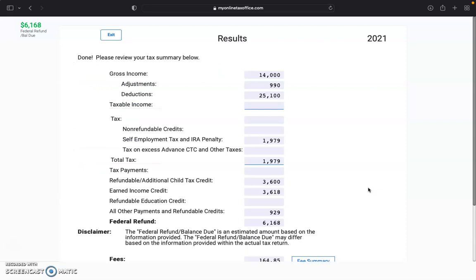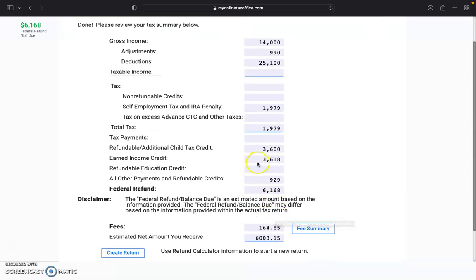So let's see what the credits are. All right. So they qualified for $3,600 for additional child tax credit, $3,618 for earned income credit, and for their daycare credit, it's going to be listed here. All other payments and refundable credits, they got an additional $929. Again, the self-employment tax, $1,979. The difference in all of that, you're going to come out after fees, $6,003.15. So the estimator is so easy. Even doing the self-employment is so easy.